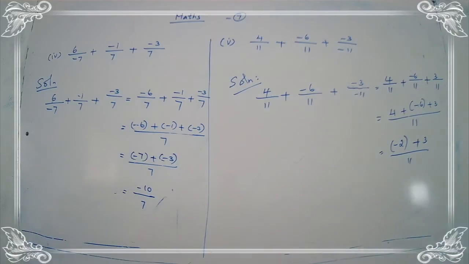Now minus 2 plus 3. Here also one integer is negative and one is positive, so we find the difference. Difference means subtract the smaller number from the bigger number. So 3 minus 2 is equal to 1. The greater value's sign is positive. So our answer is 1 upon 11.